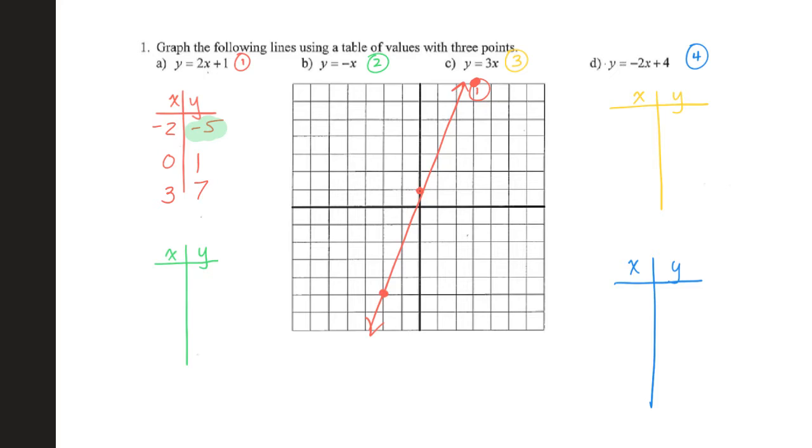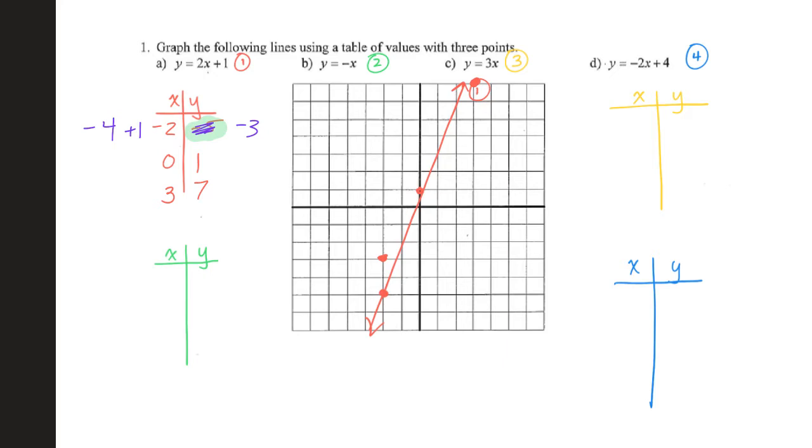Okay, so now I find my mistake. I look back at my table and I say, oh, wait a second. 2 times -2 is a -4. And if I add 1 on to that, oh, that shouldn't have been a -5. That should have been a -3. I now find my mistake. I should have been at -2, -3. And now when I connect those, all of those line up. I found my mistake.